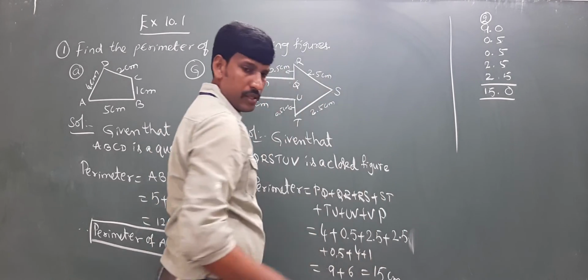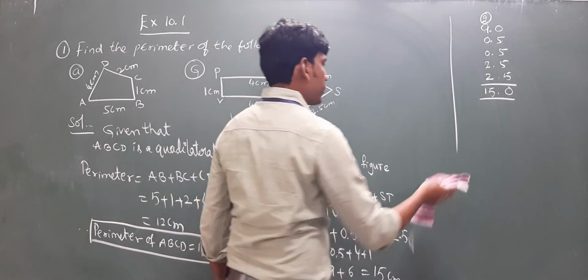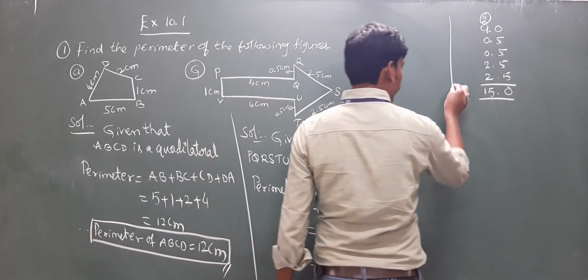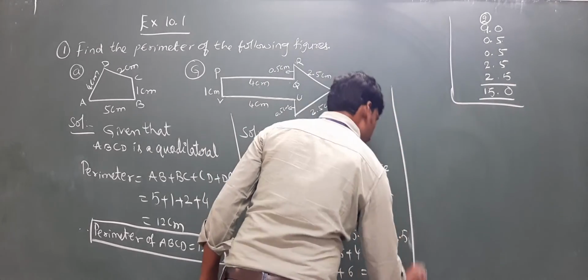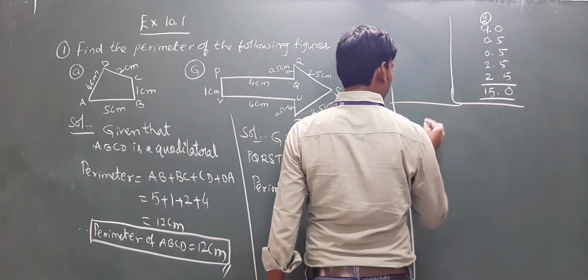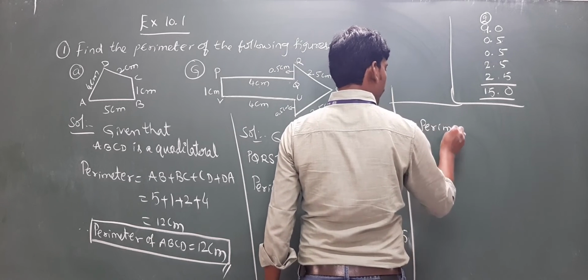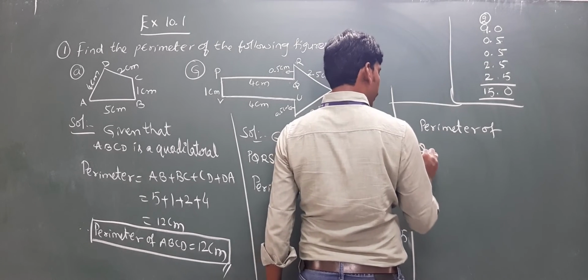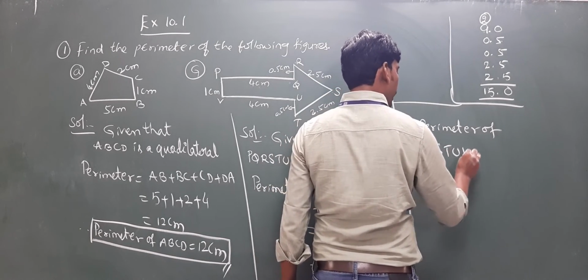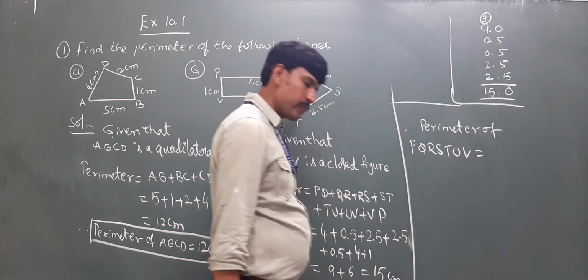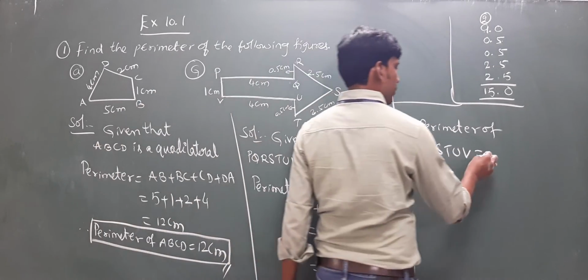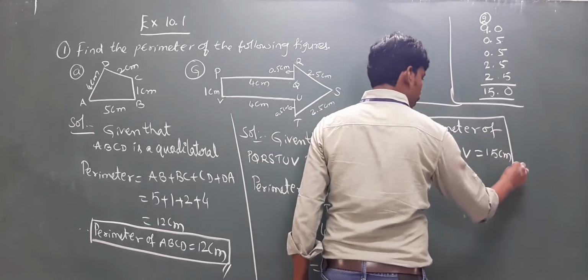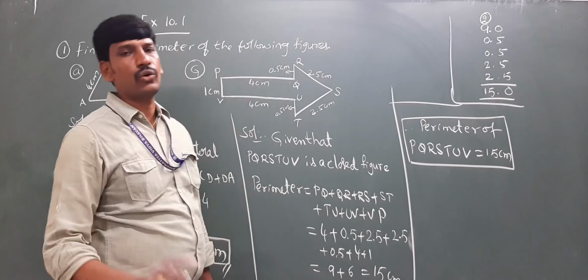So therefore, can I write here a statement? Therefore, what is the value? What is the perimeter of this figure? Total is 15 centimeters. So therefore the perimeter of PQRSTUV is equal to how much? 15 centimeters. I hope you understood how to find out the perimeter of any closed figure.